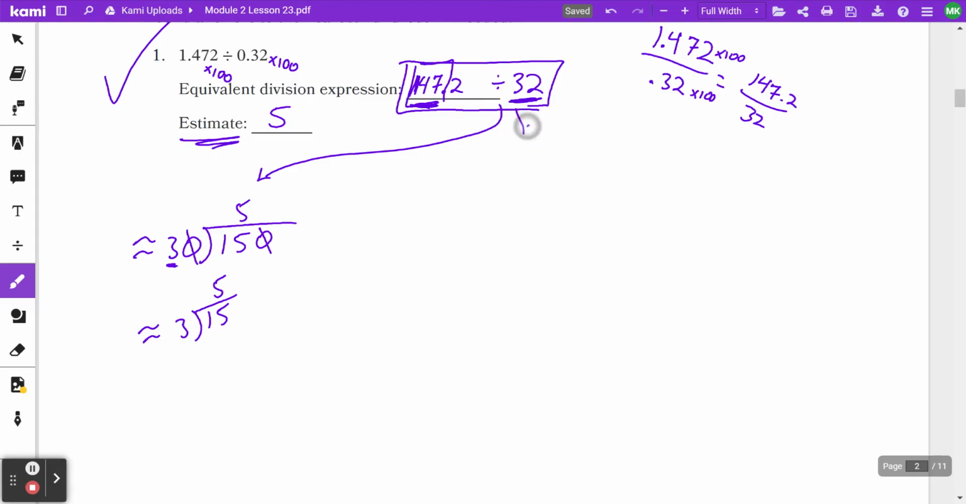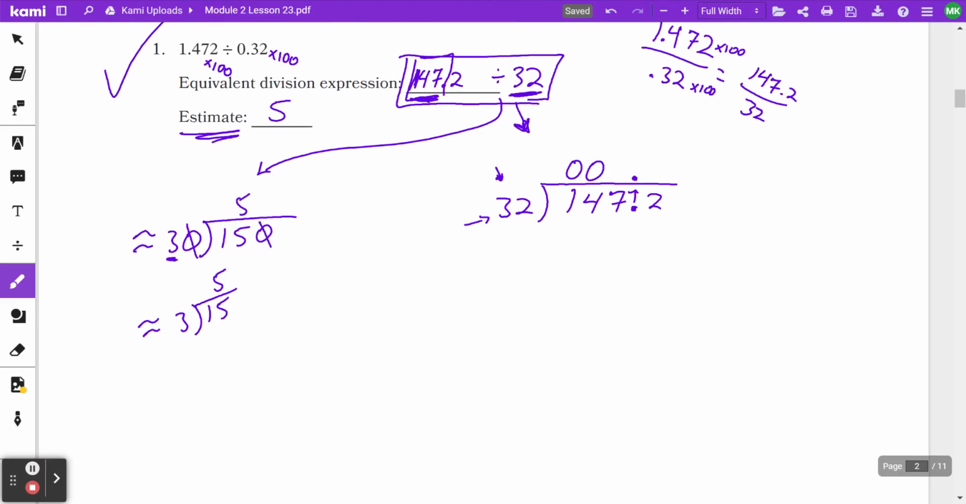Now it's time to divide. I keep my 32 outside my house, and bring my 147.2 right up. Don't forget about that guy. Notice I have a whole number right there. That's what I want. So let's start dividing. 32 goes into 1, 0 times. 32 goes into 14, 0 times. But it is going to go into 147. The question is, how many times?